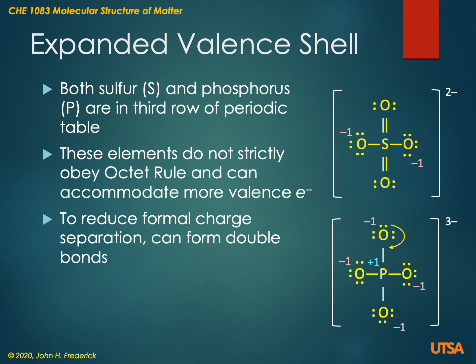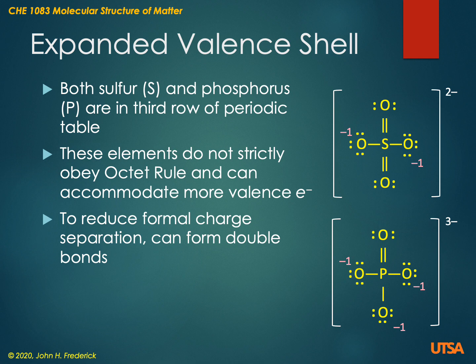Okay, similarly in phosphorus, we could form 1 double bond. I've done this on the top, and this now creates a situation where the phosphorus and 1 of the oxygens have no formal charge, and 3 of the oxygens remain with a -1 formal charge to give the total ion a -3 charge.